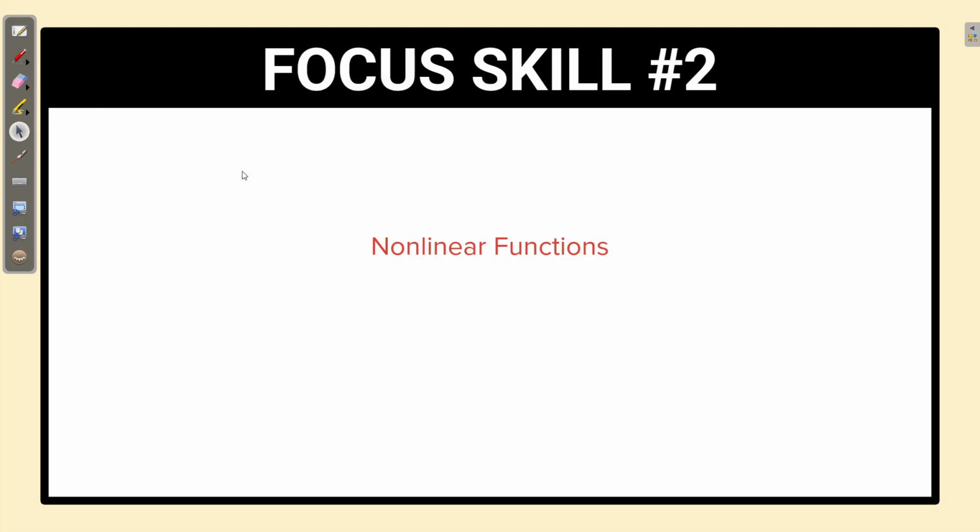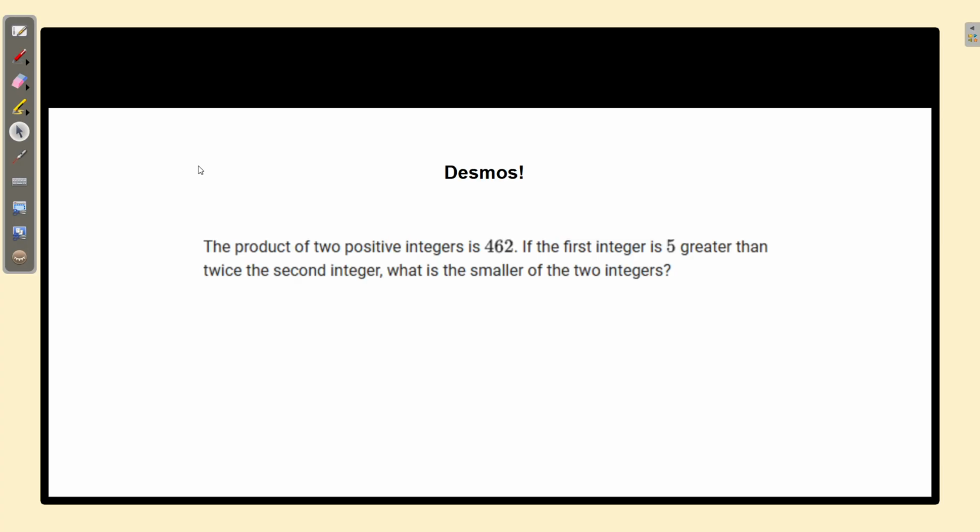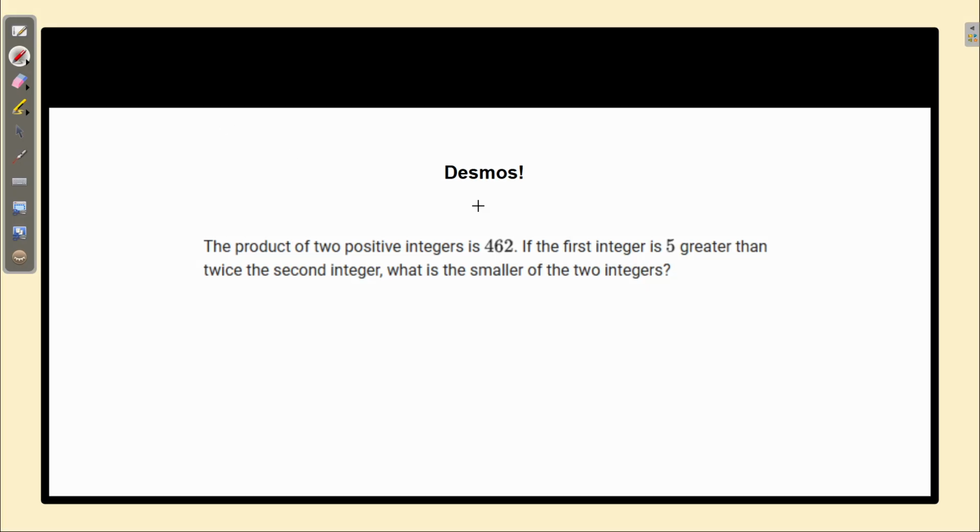Now, the next focus skill is nonlinear functions, and I think this was also covered in another video. You should check those out. This question can be done pretty easily in Desmos. The product of two positive integers is 462. So let's say two positive integers and the product is multiplication, so xy equals 462. If the first integer is 5 greater than twice the second integer, what is the smaller value of the two integers?